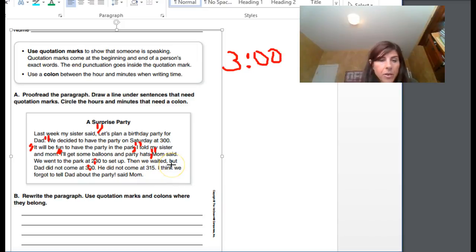I think we forgot to tell Dad about the party, said Mom. So Mom said, "I think we forgot to tell Dad about the party." And remember, the exclamation mark is inside the quote because she did not say "said Mom." So that's kind of how it works. I know we've been working on quotation marks.